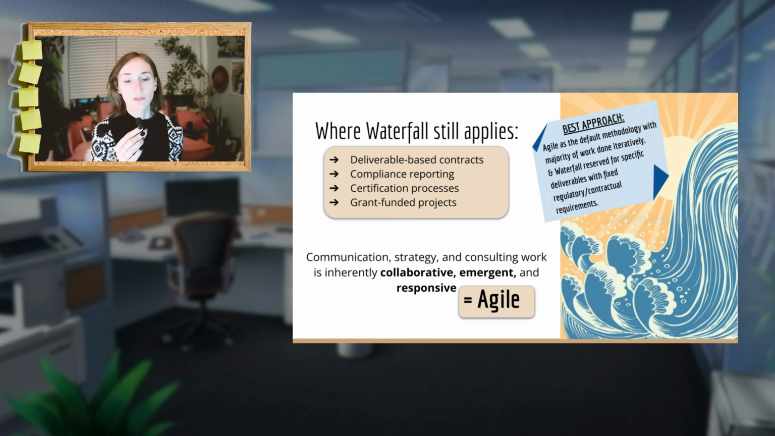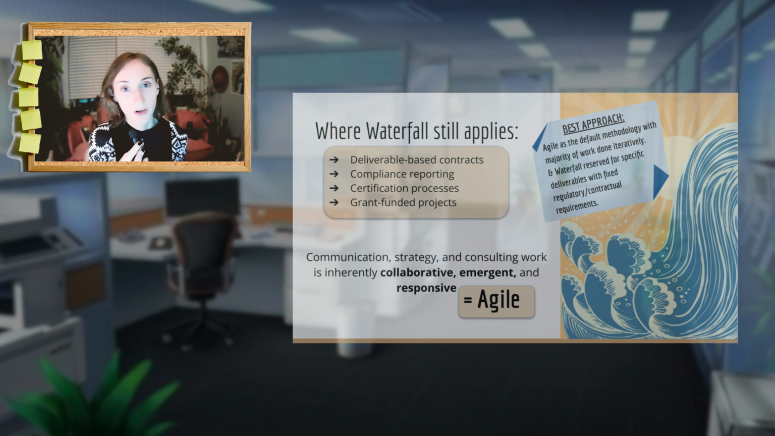Ultimately, communication, strategy, and consulting work is inherently collaborative, emergent, and responsive, precisely what Agile is designed for. Clients in this space value adaptability and partnership over strictly following initial plans that may become obsolete with the next evolutionary cycle of standards, of regulation, of culture, and mindset. The best approach is to use Agile as a default with Waterfall reserved for specific deliverables with fixed constraints.